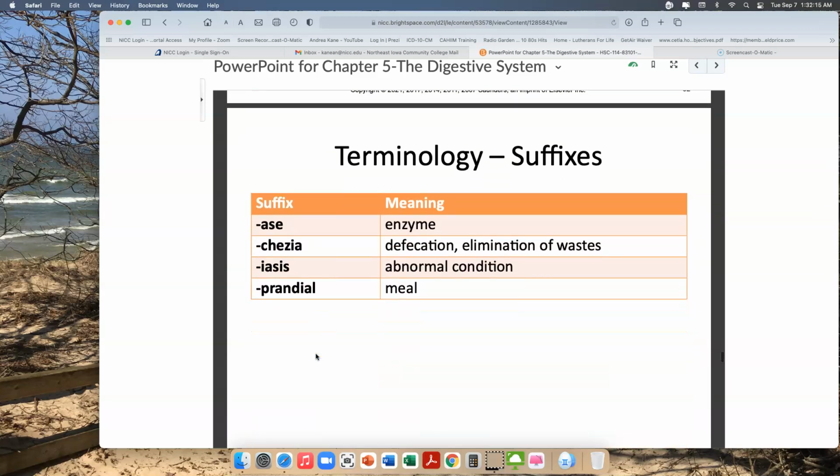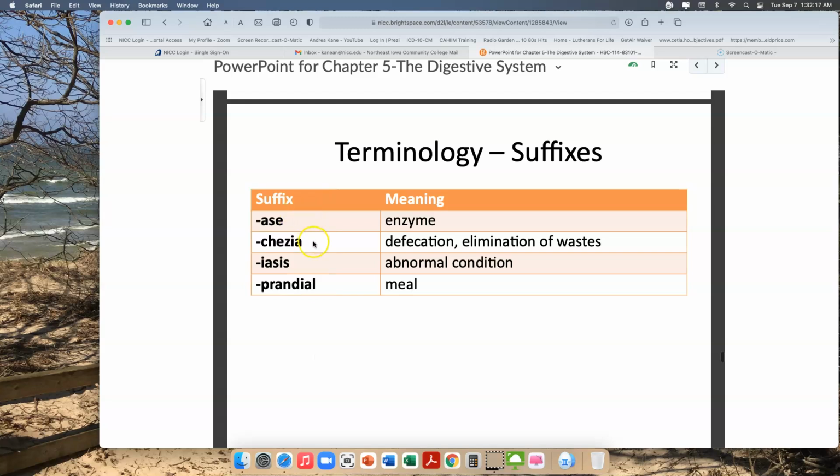Now some suffixes. Ase, chesia, easis, prandial. And again, easis always is going to be abnormal condition, not just a condition, but abnormal.